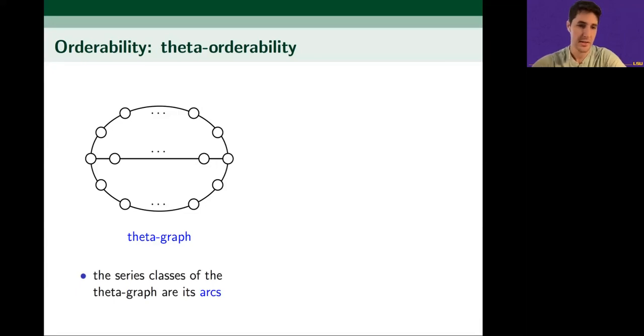The series classes of the theta graph are what we call its arcs. And theta orderability is about requiring the ordering to respect the arcs of the theta graph. So more specifically, this is just a random ordering of the numbers 1 through 7. This little section, 2, 3, 4, 5, is like a little continuous set: every time 2, 3, 4, and 5 appear together, they're going to have to appear in exactly this order because of consistency. And that's what we call a block.